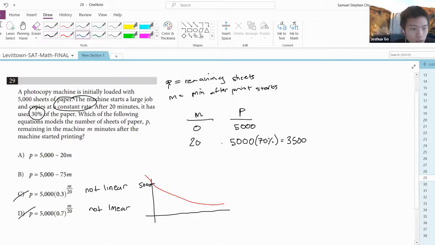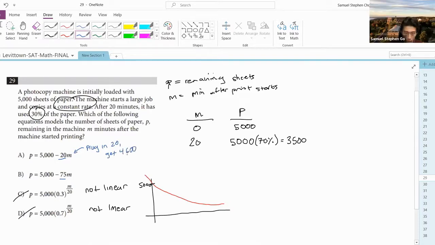So let's take a look at answer choices A and B. We can see that after 20 minutes, we can try to arrive at the same 3,500 remaining answer. That's 5,000 minus 20 times 20, which is 400, right? 5,000 minus 400 is 4,600, and that's not equal to 3,500. It's 4,600, yeah.